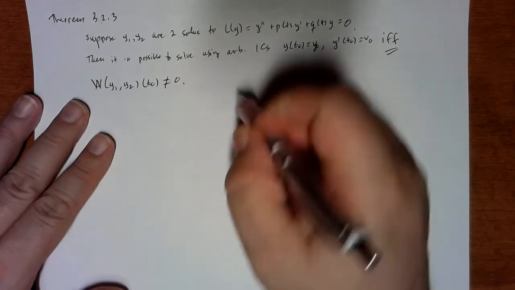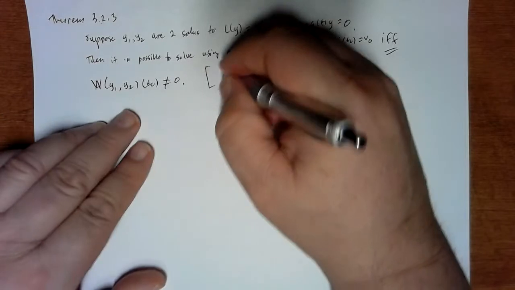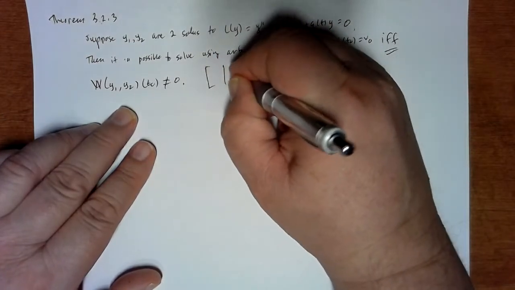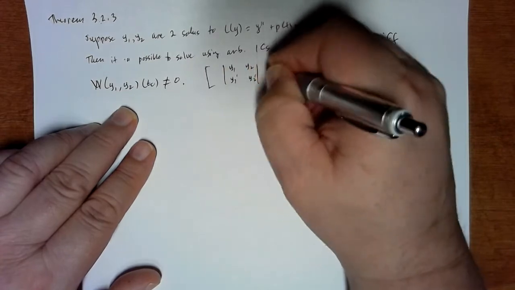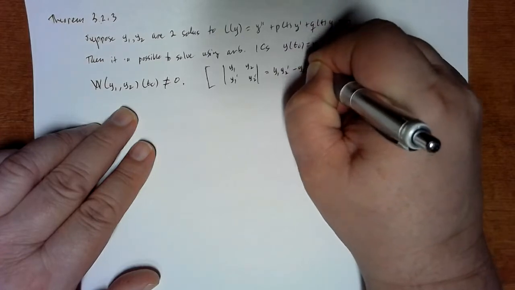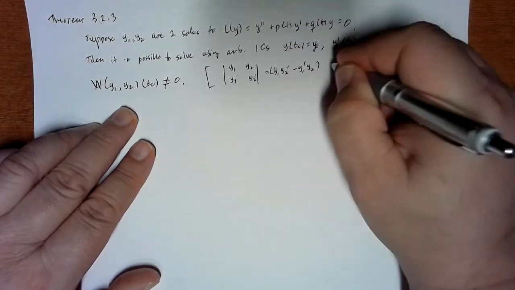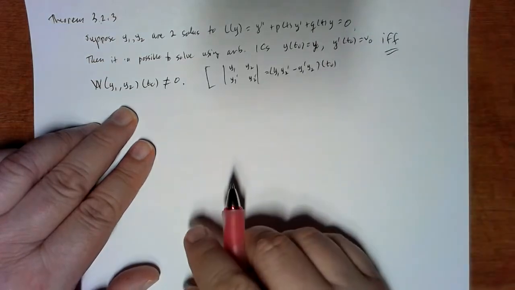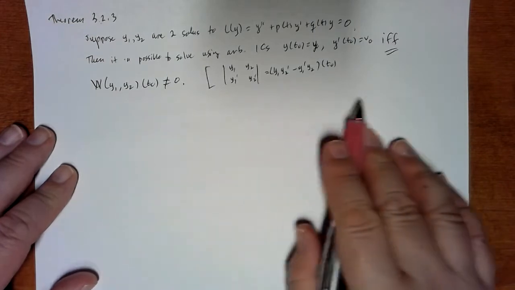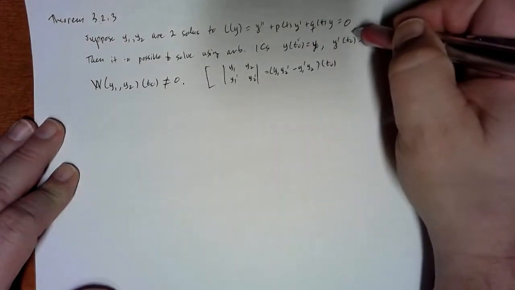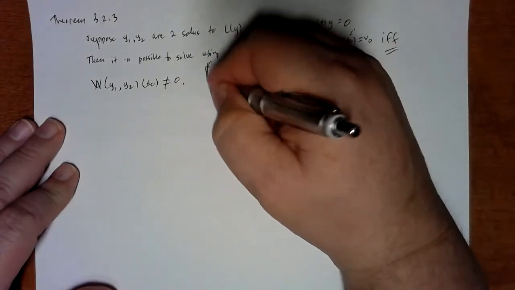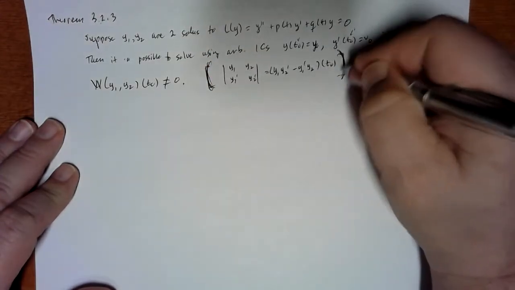Now remember that the Wronskian, just to rewrite that, is the determinant of y1, y2, y1 prime, y2 prime, evaluated at t0. That's y1 y2 prime minus y1 prime y2, evaluated at t0. Now, of course, the problem with using this theorem is that you kind of have to know what the t0 is in order to see if your Wronskian is 0 or not. That's kind of a parenthetical.